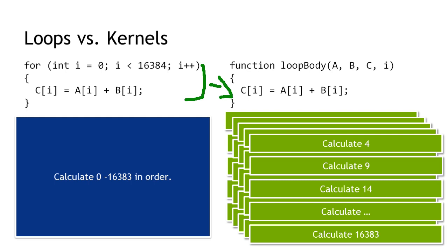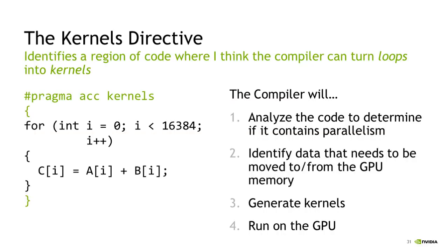So let's look at this directive one more time. The kernels directive identifies a region of code where I think the compiler will turn loops into kernels for me. So here is the exact same code I had on the previous slide, and you can see all I had to do is wrap it with an ACC kernels. There's a lot of stuff going on behind the scenes when I do this. First, the compiler is going to analyze this code for me and decide whether it's parallel. It will look at all of the data dependencies, are there data dependencies, and will determine whether or not it can parallelize this.